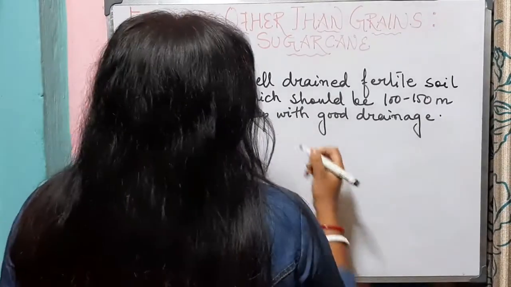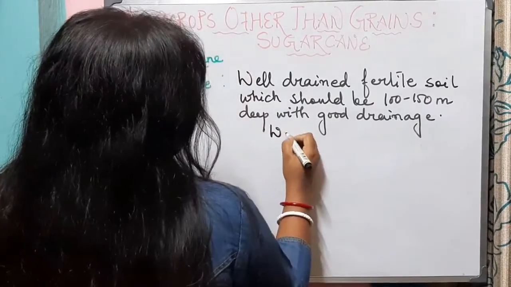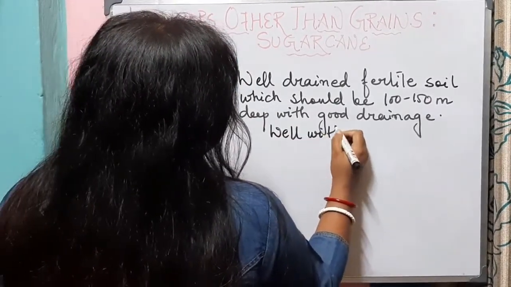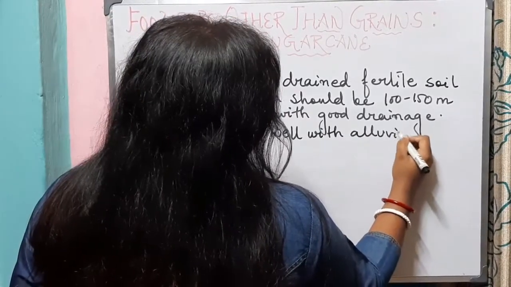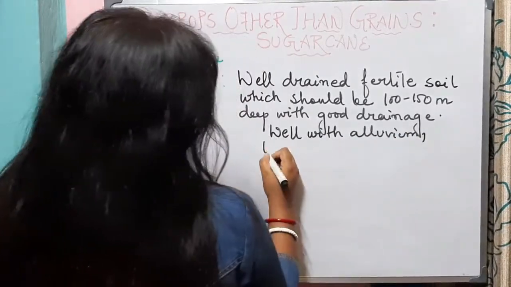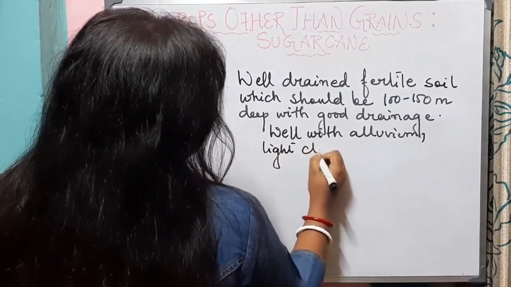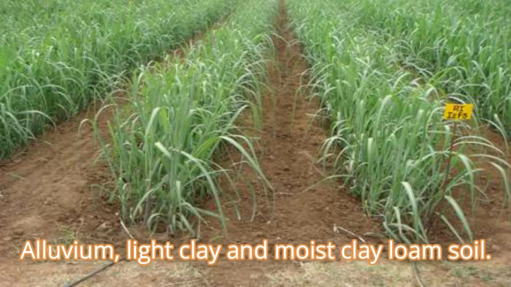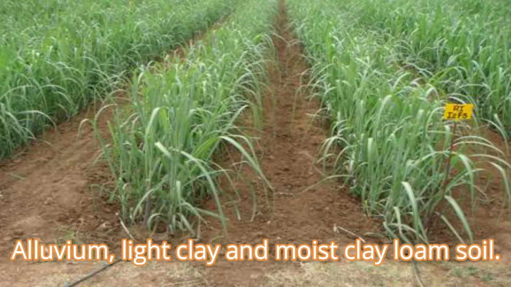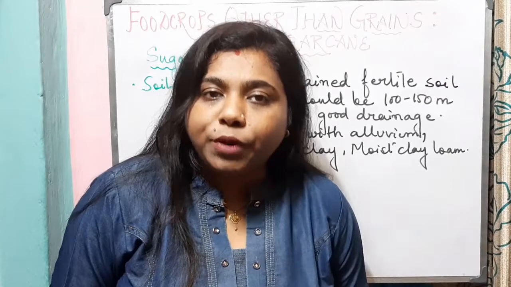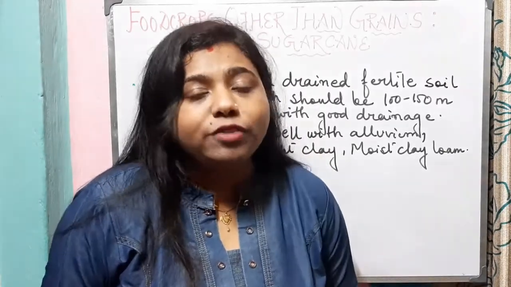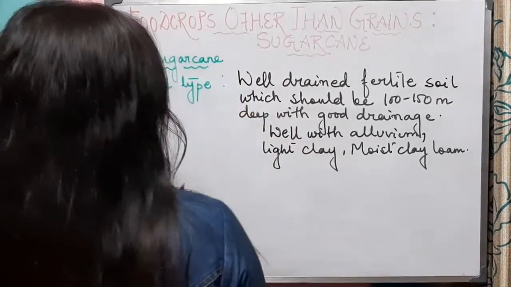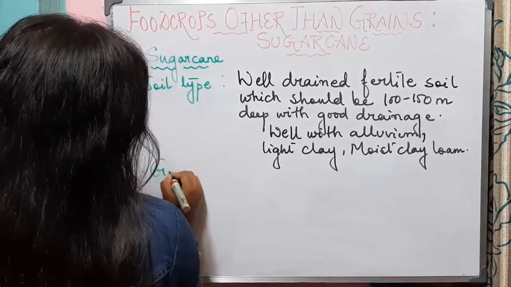Preferably, we will see that it grows well in alluvium and light clay soil, and the best suited is the moist clay loam soil for the growth of sugarcane. Now let us know about the geographical condition in terms of temperature and rainfall which is required for the growth of sugarcane.